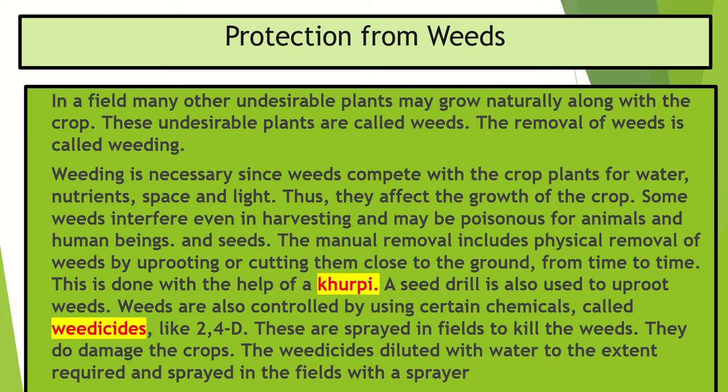From time to time, this is done with the help of a kurpi. A seed drill is also used to uproot weeds. Weeds are also controlled by using certain chemicals called weedicides, like 2,4-D. These are spread in fields to kill the weeds. They too damage the crops. The weedicides are diluted with water to the extent required and sprayed in the fields with a sprayer.